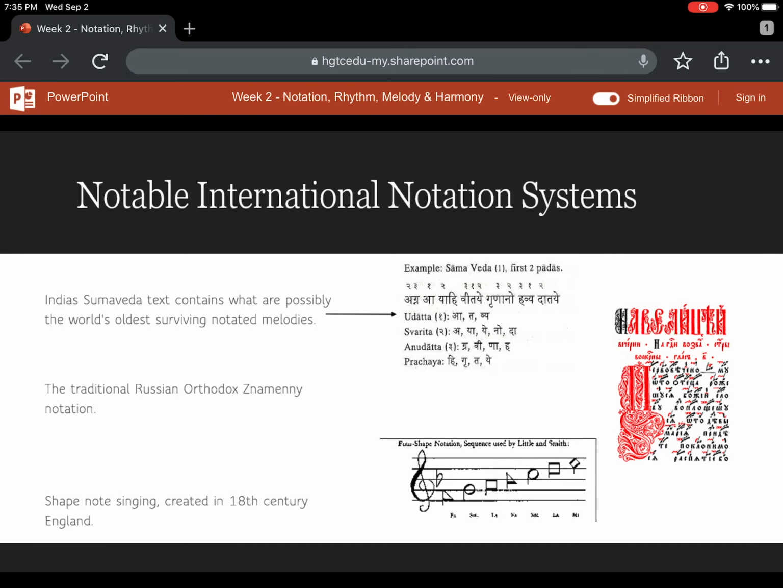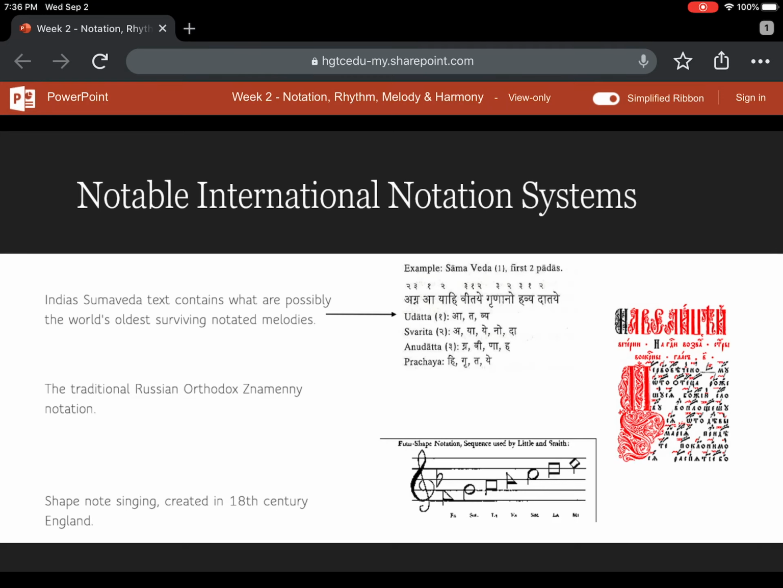There's also shape note singing, which was created in the 18th century in England, but is still very popular in the southern United States, Appalachia. As the country was being founded, it became very popular with Quakers and other similar religious practices, and it is similar to our traditional Western notation because it evolved from that.